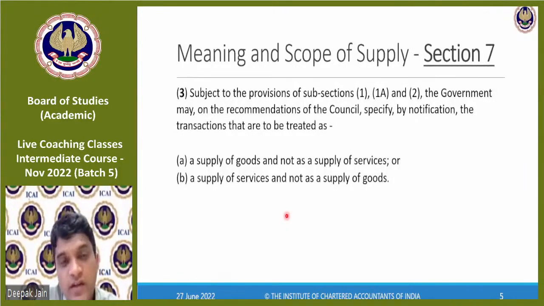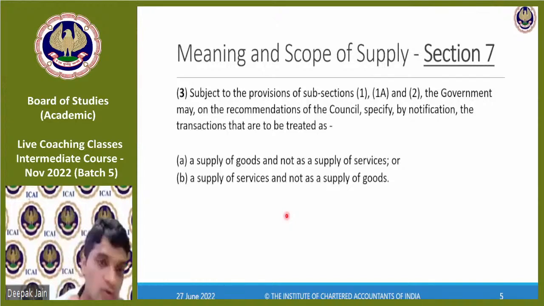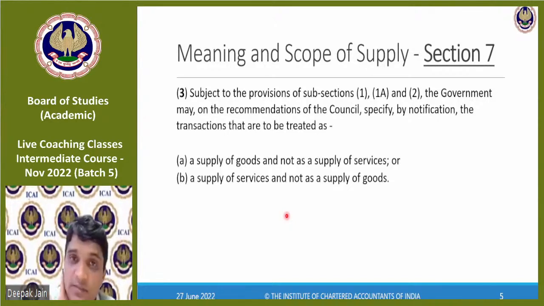Like the example of software. Now software, whether it's goods or services, was always a litigation under the earlier law. Now they will clarify what it is, but they have not notified anything. But the government has the power that if there is some confusion in the trade, then they can by notification specify what is supply of goods but not services, and what is supply of services but not goods. So that additional power is given to the authorities, saying that they can pass a notification for this.